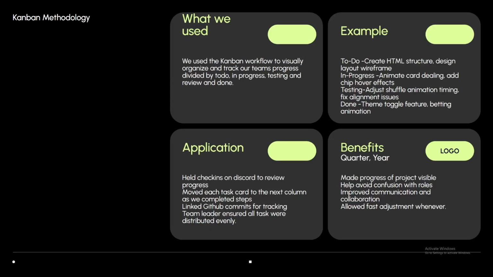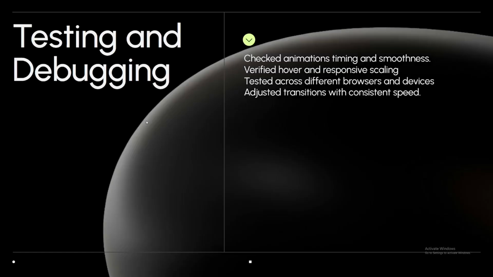For our application, we held check-ins on Discord to review our progress together. We moved each task card to the next column as we completed each step. We linked GitHub commits for tracking. The team leader ensured all tasks were distributed evenly. The benefits of this were we made the progress of the project visible, helped avoid confusion with roles, improved communication and collaboration, and allowed fast adjustments whenever needed.